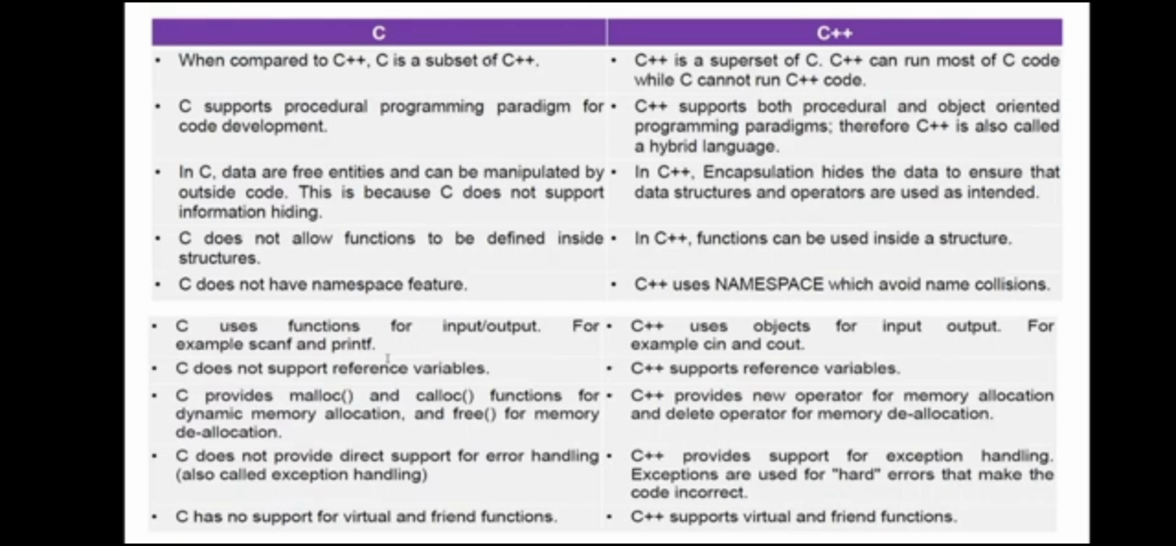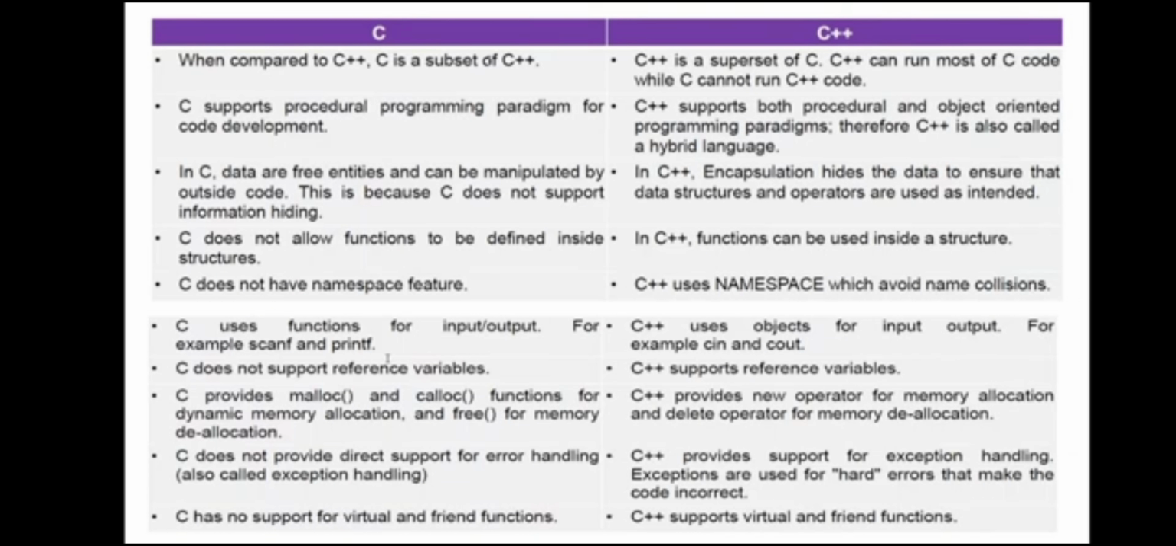C follows a systematic approach to solve the problem, while C++ focuses on security of data irrespective of the algorithm. In C, there is no easy way for data hiding. In C++, data hiding is possible. When compared to C++, C is a subset of C++. C++ is a superset of C. C++ can run most of the C code, while C cannot run C++ code.